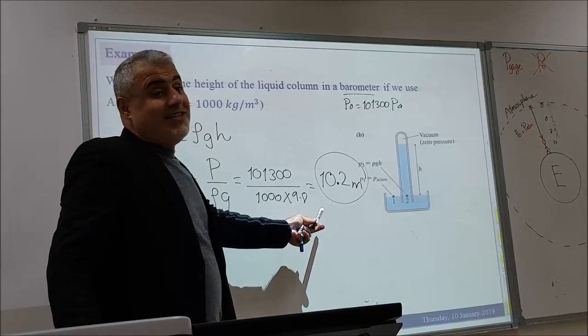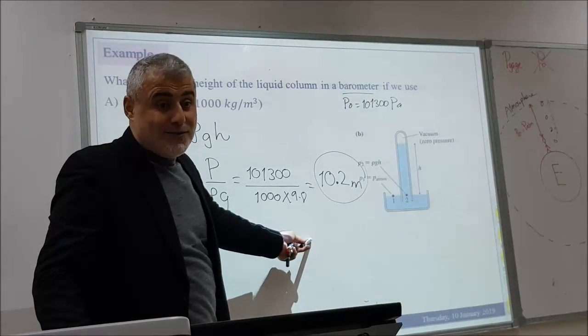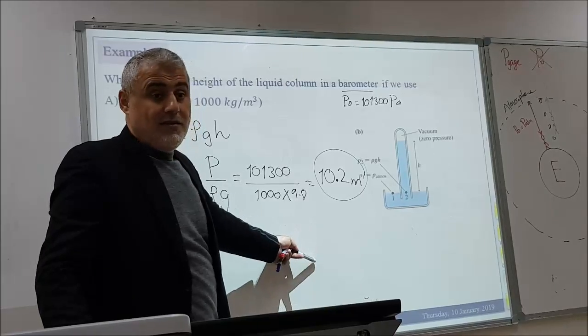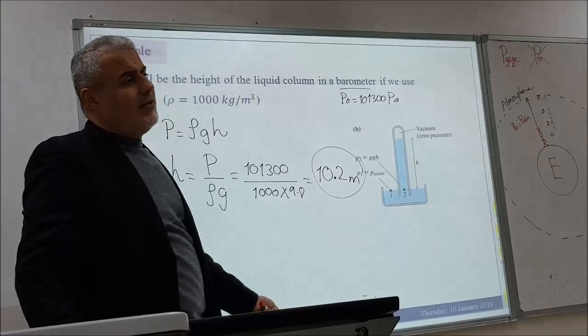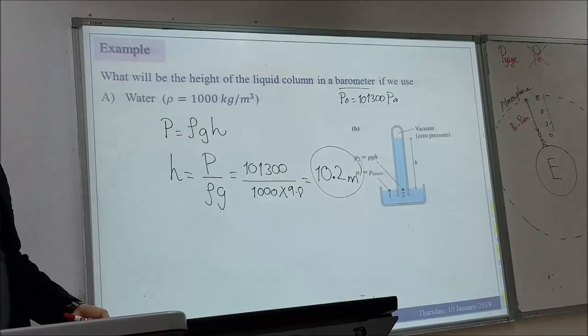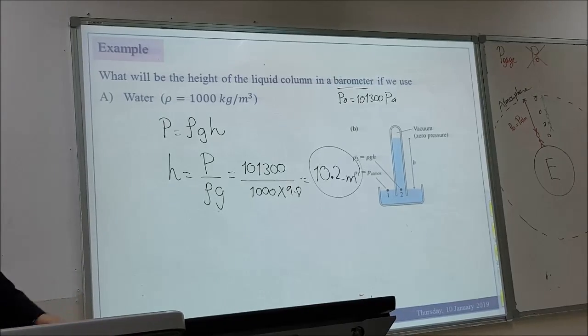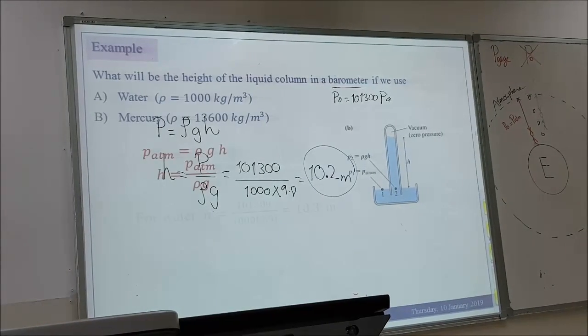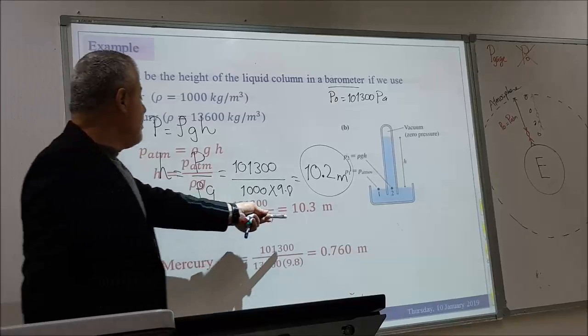And I told you why it is inapplicable to find it by using water. We don't have this height of pipes. Very tall, yeah, very tall, 3 or 4 floors. So this is the idea here. I'm sorry, 10.3.